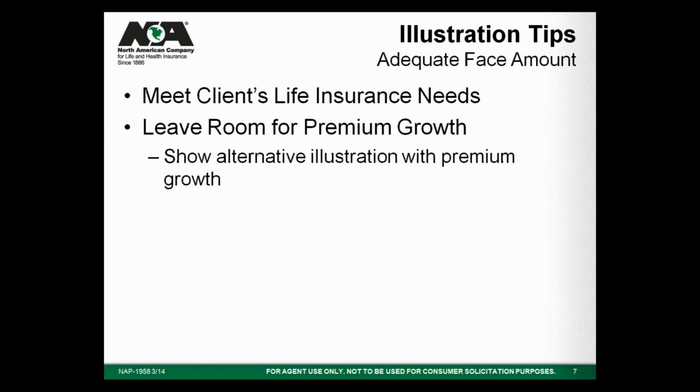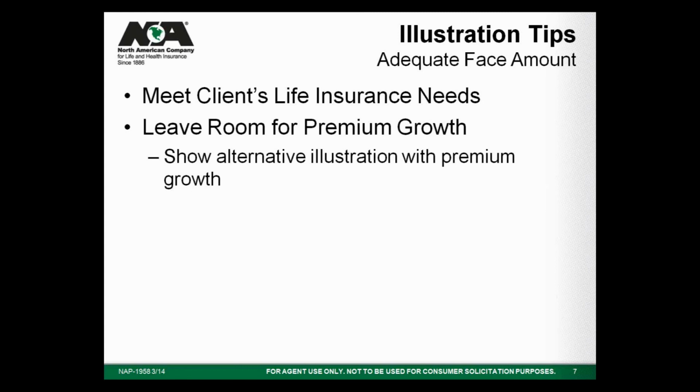So as we had said before, we want to make sure that we're getting an adequate face amount. We want to make sure we're meeting the client's life insurance needs. Yes, life insurance and specifically IULs are great products for cash accumulation, for taking out loans or withdrawals, helping supplement retirement, all those things. But at the end of the day, when our underwriters are looking at the policy, they're looking at that death benefit. Does it meet the client's needs?